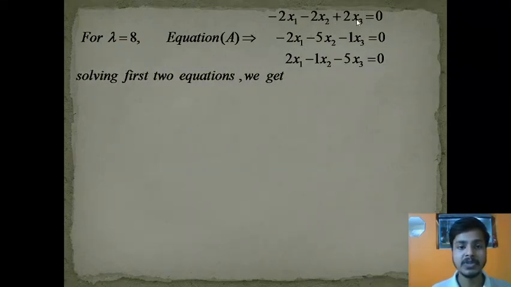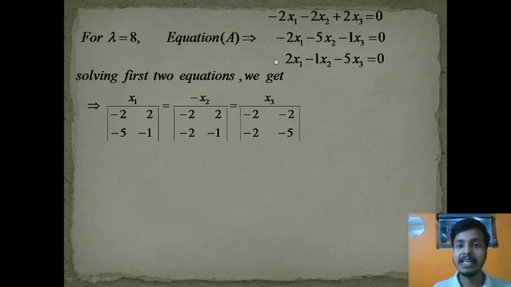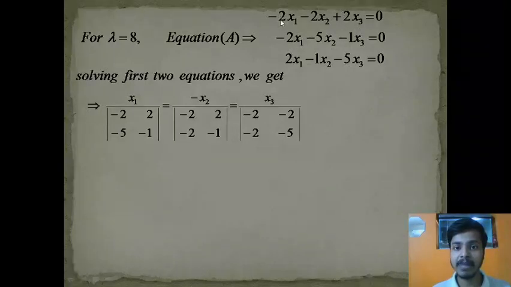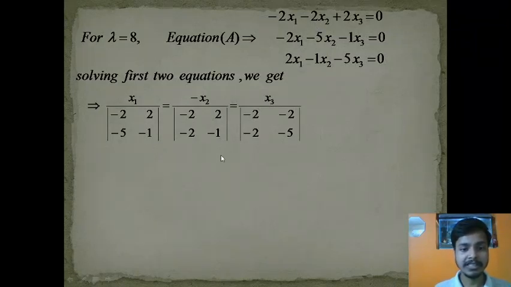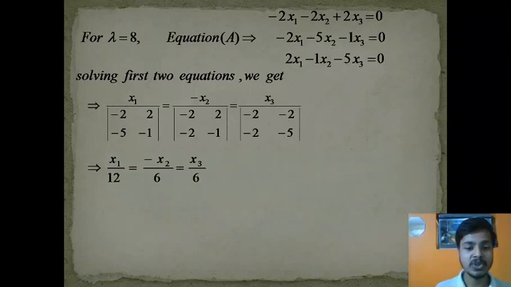Okay, so solving the first two equations, what will we get? x1 upon determinant of minus 2, minus 5, 2, minus 1, minus x2 upon determinant of minus 2, minus 2, 2, minus 1, and x3 upon determinant of minus 2, minus 2, minus 2, 5. Okay, so now solve this. What values will you get? Plus 2 plus 10 is 12, plus 2 plus 4 is 6, plus 10 minus 4 is 6. So we are getting the values 12, 6, 6.